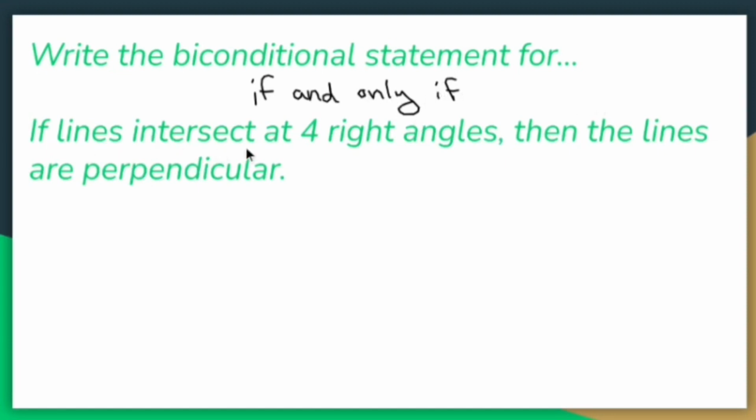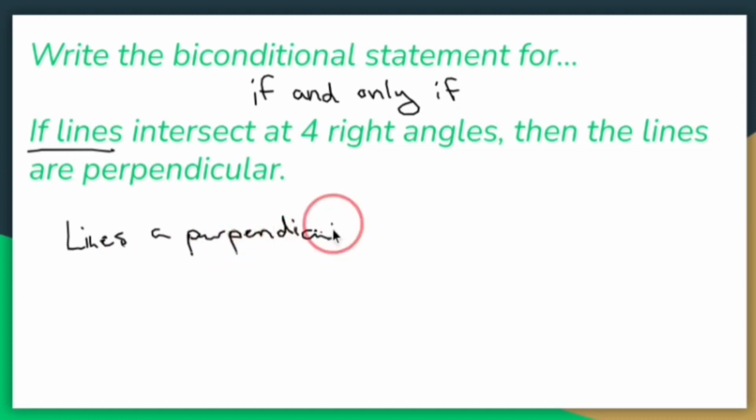Well, lines intersect at 4 right angles. If that happens, then the lines are perpendicular. Okay, well, here's my if. So that's actually going to be my second part of the sentence. My first part of the sentence is lines are perpendicular if and only if they intersect at 4 right angles.